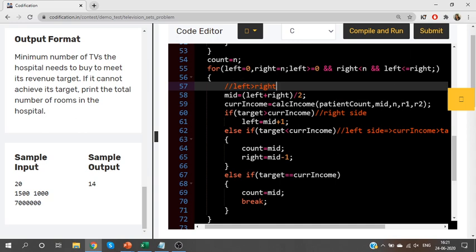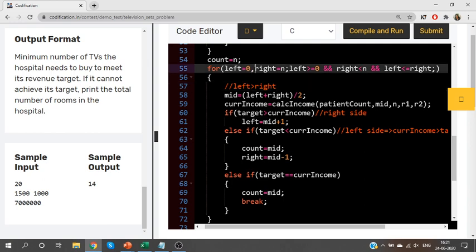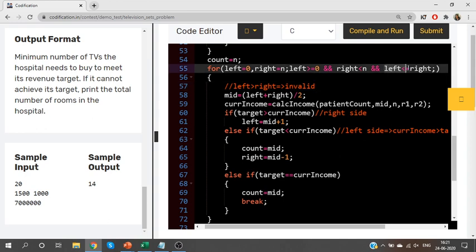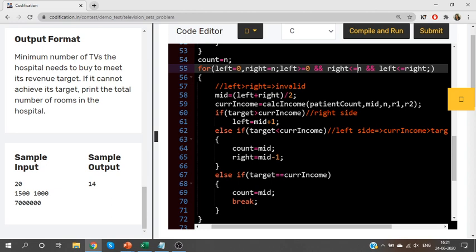Can you understand this? Left is starting from a lesser value. Right is starting from a greater value, which means left should always be less than or equal to right. If left becomes greater than right, that is invalid. So stop when left becomes greater than right, which is why I have given the condition as left less than or equal to right and right less than or equal to n. N is also included. Yes, so here we have implemented binary search.